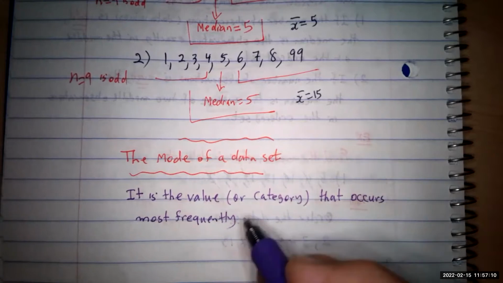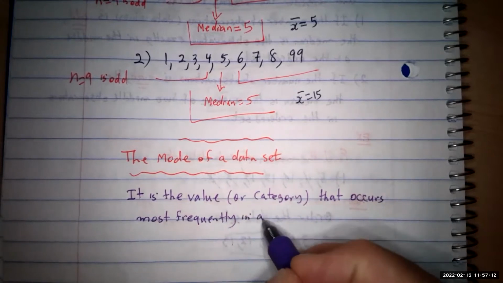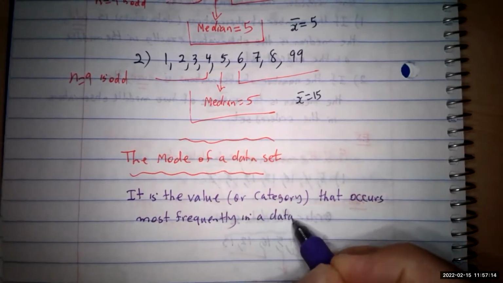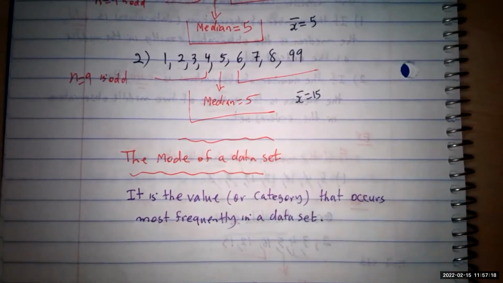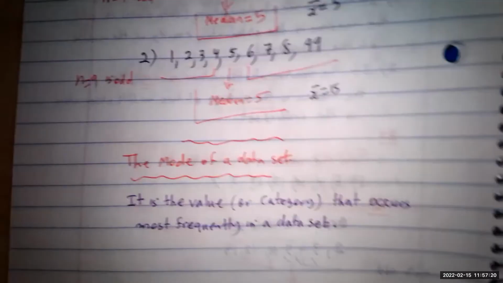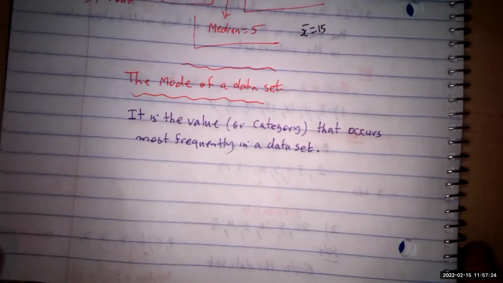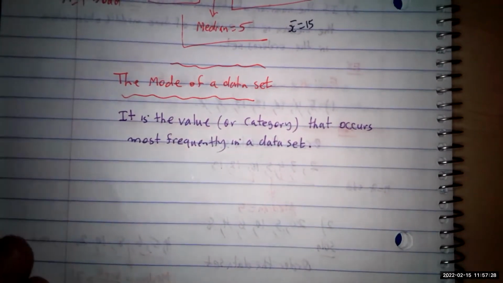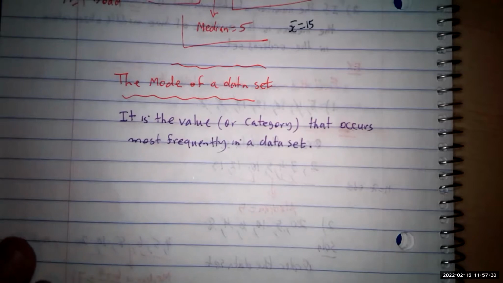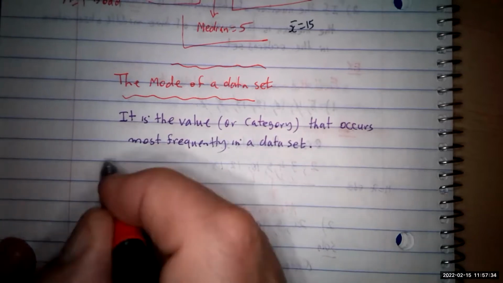Okay, in a data set, just count the number of observations, or the frequency of each number. Then the one with the highest frequency is going to be called the mode. Okay, any question? Are you ready? I'll give you 3 examples.